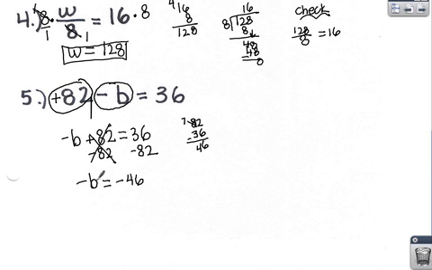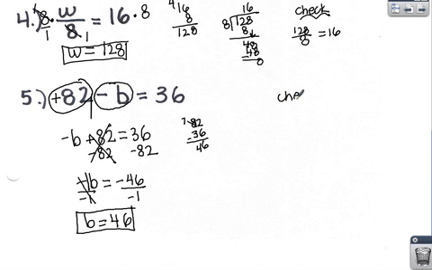Now negative b is the same thing as thinking of it as negative 1b. Now negative 1b is like negative 1 times b. So the inverse of multiplying by negative 1 would be to divide both sides by negative 1. Negative 1 divided by negative 1 gives us 1b, or b, and negative 46 divided by negative 1 gives us 46. So we have an answer of 46.